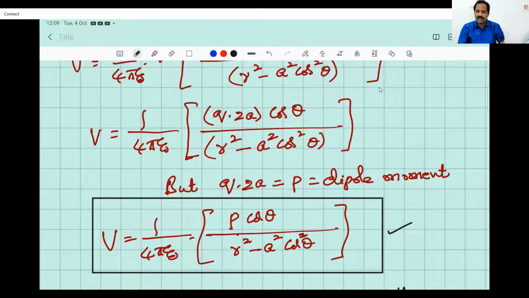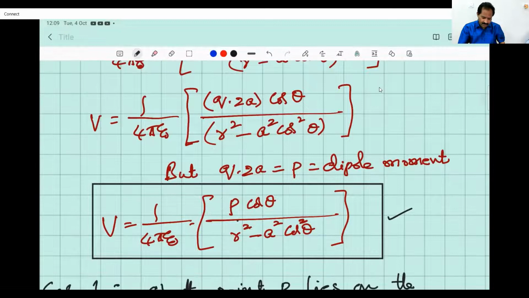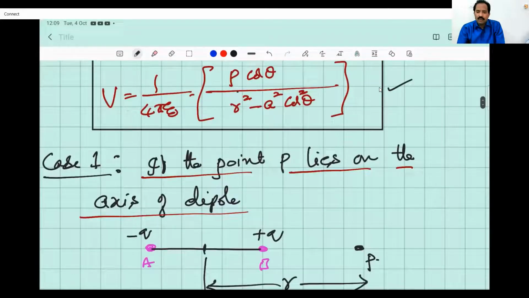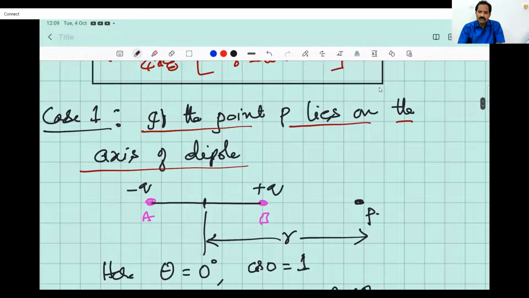So we have special cases on this. I will tell you what the special cases are. Case 1: if the point P lies on the axis of the dipole, as I said in the beginning of the class, put theta is equal to 0. Look at the diagram. Axis means the line passing through both the charges, a straight line. The point P here is called an axial point. So the line passing through both the charges is called the axis or axial line. Let P be any point on the axis at distance R.